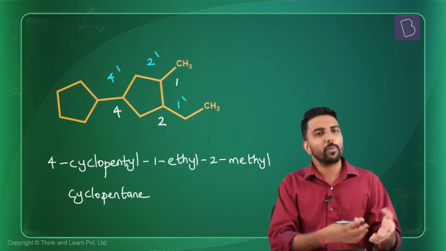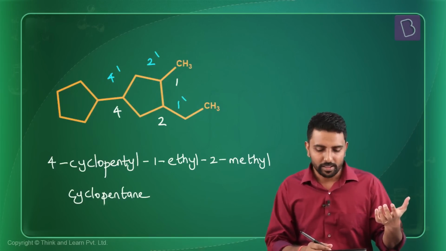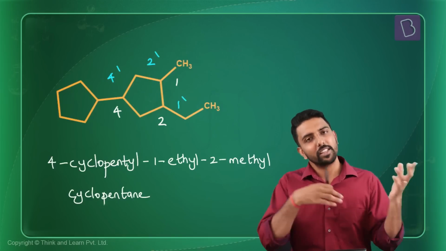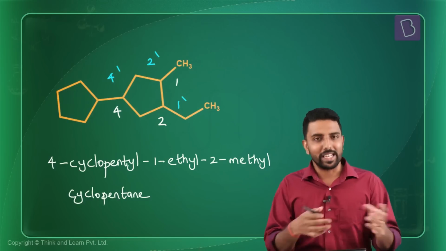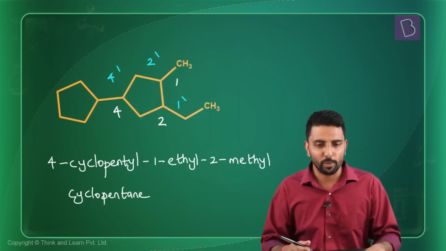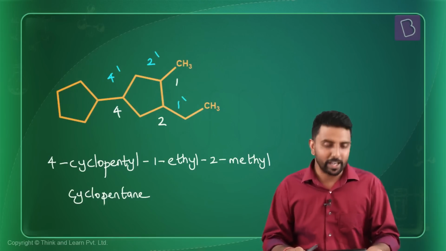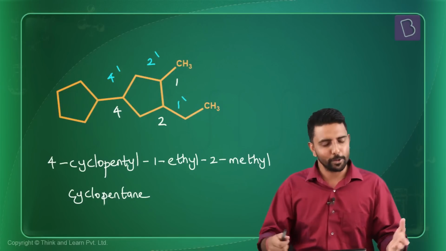Now, why did we start with 4 cyclopentyl? The first letter C definitely precedes the first letter E of ethyl, which in turn precedes the first letter M of methyl. And for that reason, we name this compound as 4-cyclopentyl, 1-ethyl, 2-methyl cyclopentane. There you go.